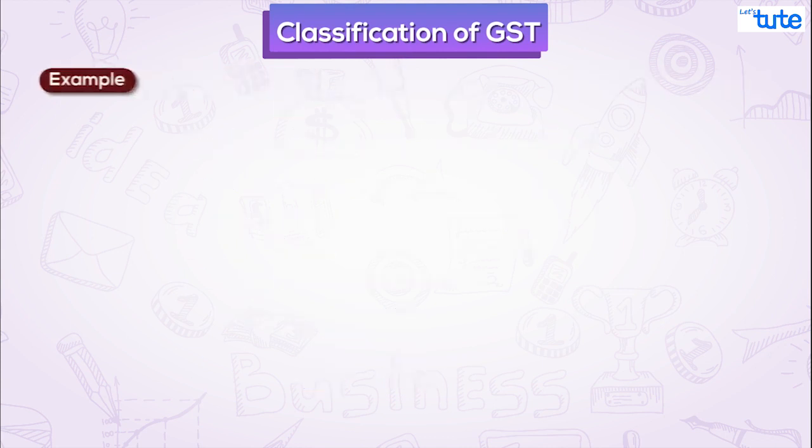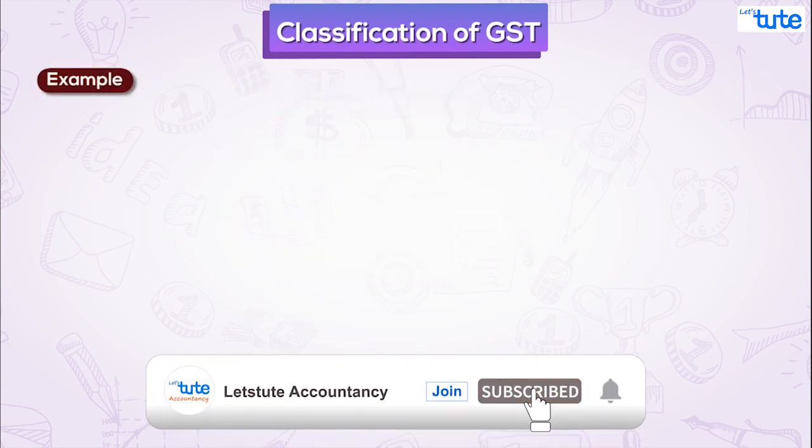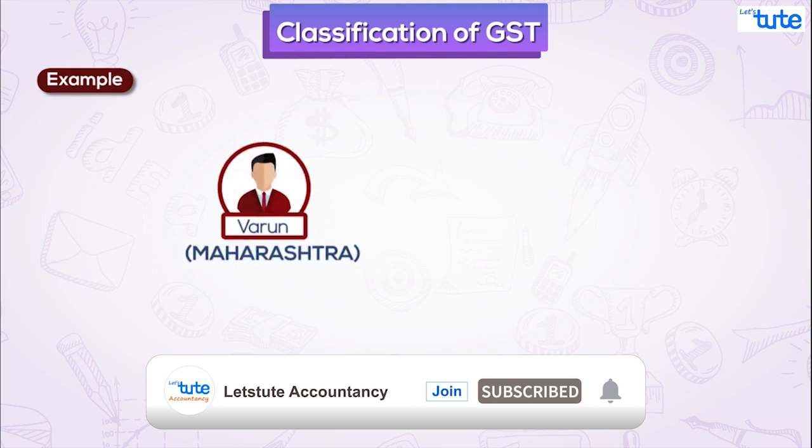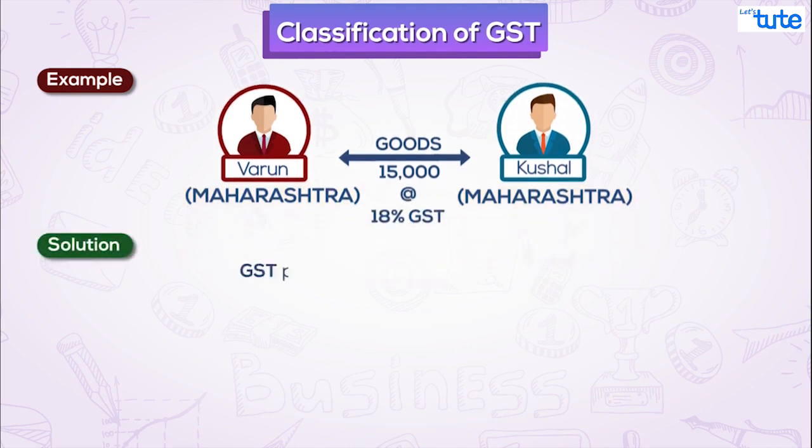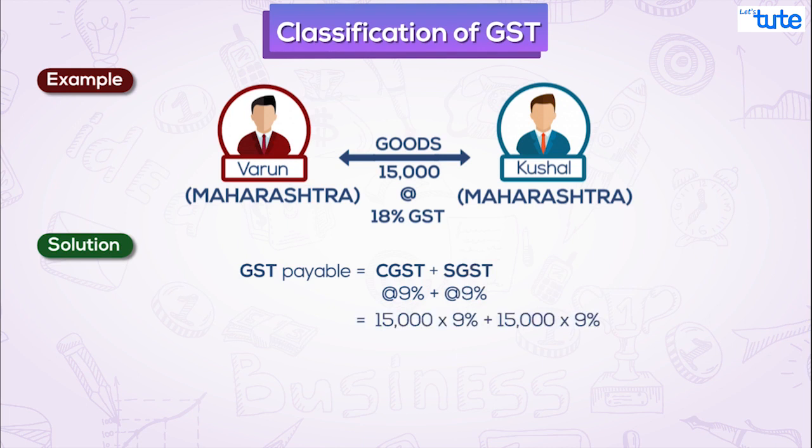Let's take an example to understand the bifurcation of GST. Suppose Varun is a dealer in Maharashtra who purchased goods worth 15,000 from Kushal in Maharashtra, which means this is an intrastate transaction. The GST rate on these goods, say, is 18%. Now, this 18% will be equally divided into CGST 9% and SGST 9%. Thus, CGST will amount to 1350 and SGST 1350, and the total tax payable is 2,700.